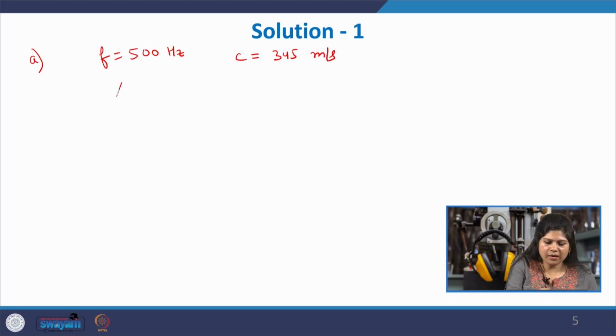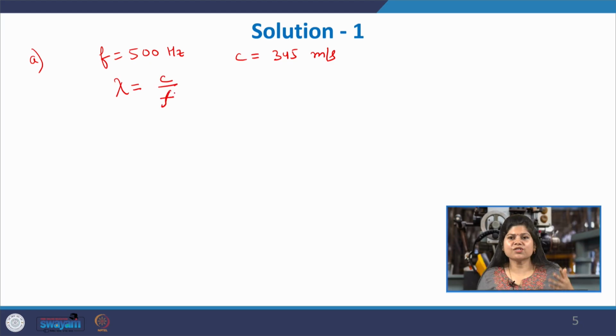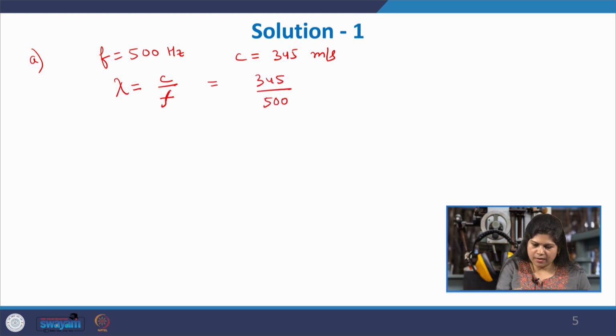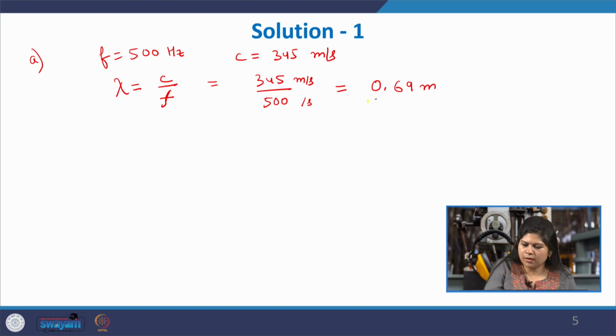So, straight away our first relationship is: distance is equal to speed multiplied by time, so wavelength is c into the time period, which is c by f. So, we get this answer as c by f, where c has the units meters per second and f has the units hertz, which is per second. So, when you solve this you get 0.69 meters. This becomes your wavelength.